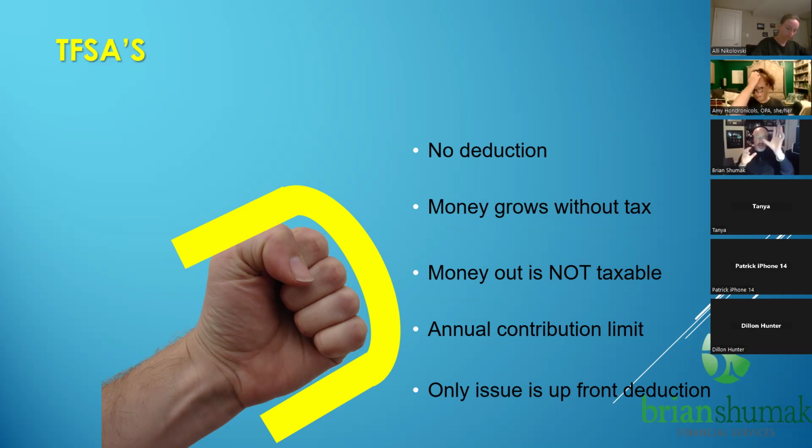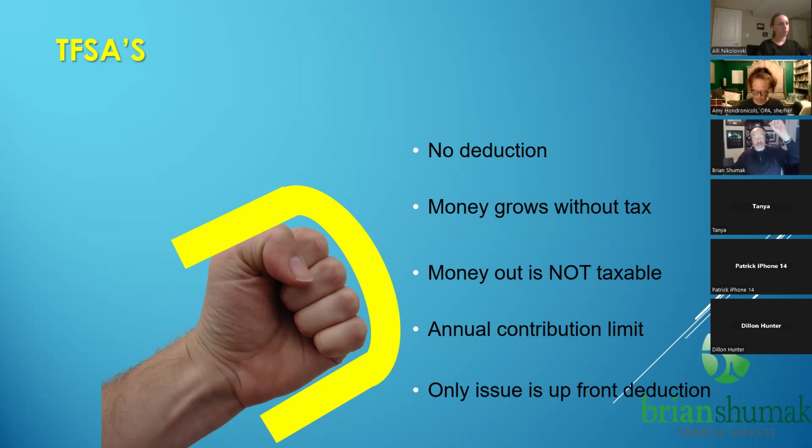So again, RSP on this, you get to deduct the contribution from your income. It grows without paying tax, but it's fully taxed when it comes out. TFSA, you don't get the deduction, it grows tax-free, and when you take it out, it's fully tax-free. So whether you should do an RSP or a TFSA depends on what tax bracket you're going to be in at the beginning and at the end, when you deposit and when you withdraw.